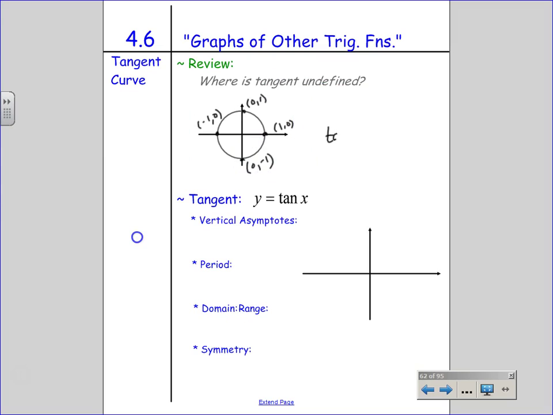So the cheater chart: tangent of theta, with theta at 0, pi over 6, pi over 4, pi over 3, pi over 2. Tangent is 0, square root of 3 over 3, 1, square root of 3, undefined. Okay. Well, there are some facts about tangent.